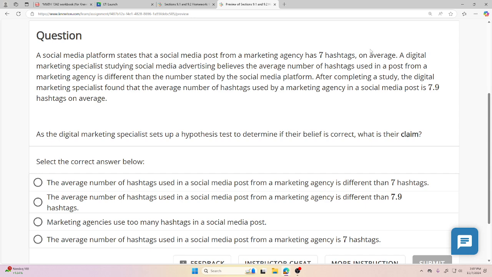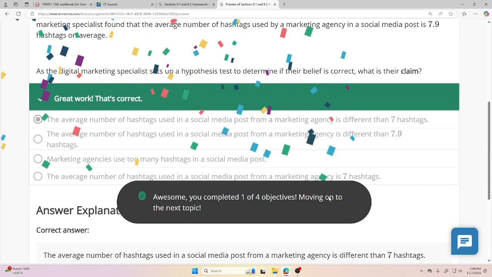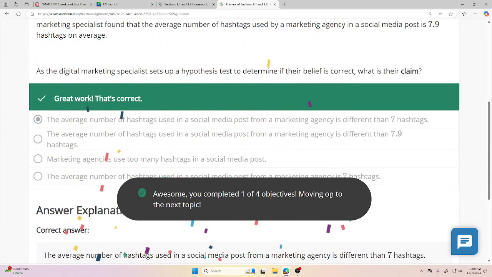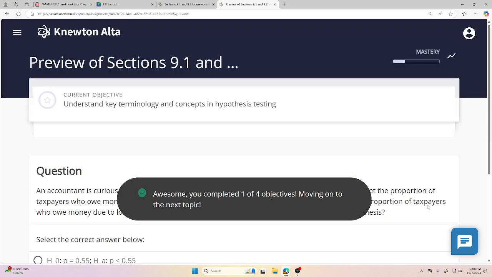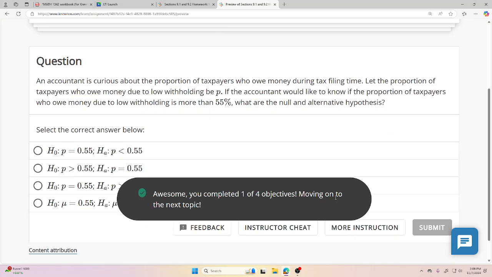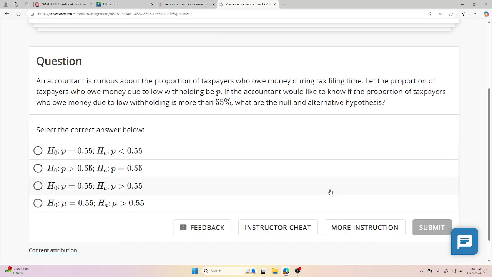Okay, I know, I'm a little over now. Digital marketing studies, blah, blah, blah, say that the average number of hashtags is different. So which one? Different than 7. Yep, 7. There we go. Cool. Already? Well, 1 of 4. Oh, I love this stuff. I'm going to keep saying that.